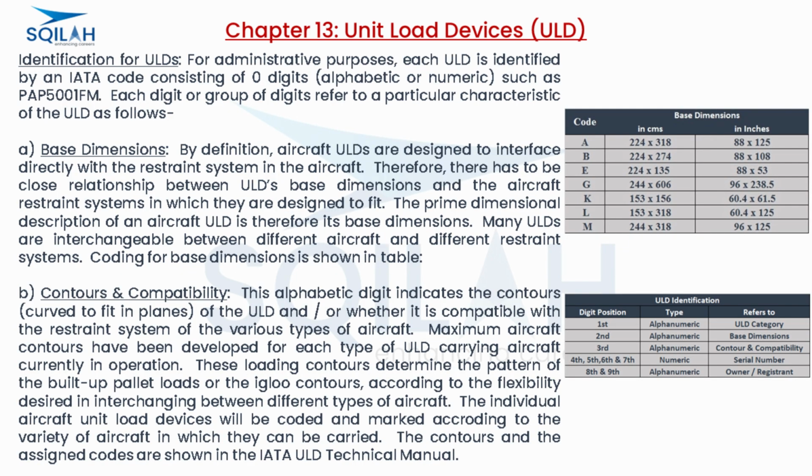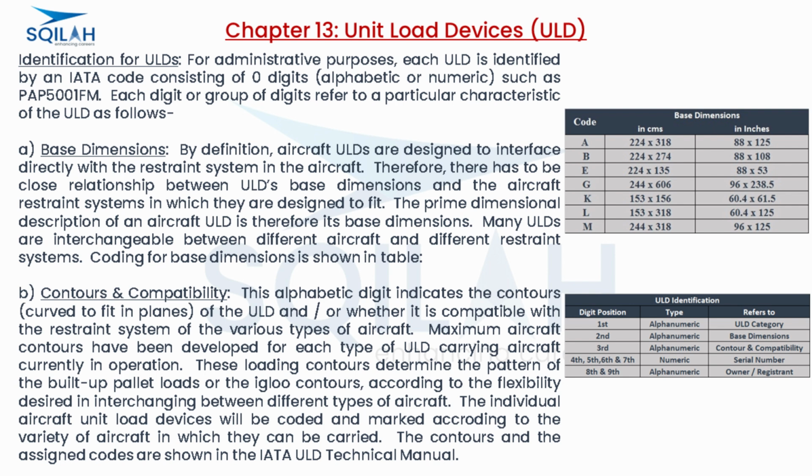Identification for ULDs. For administrative purposes, each ULD is identified by an IATA code consisting of digits, alphabetic or numeric, such as PAP 5001 FM. Each digit or group of digits refers to a particular characteristic of the ULD, as follows.